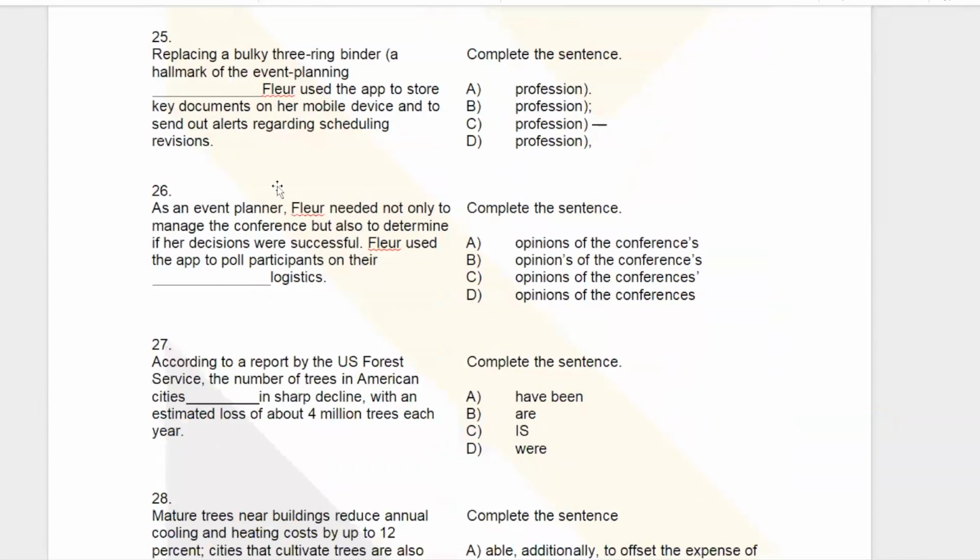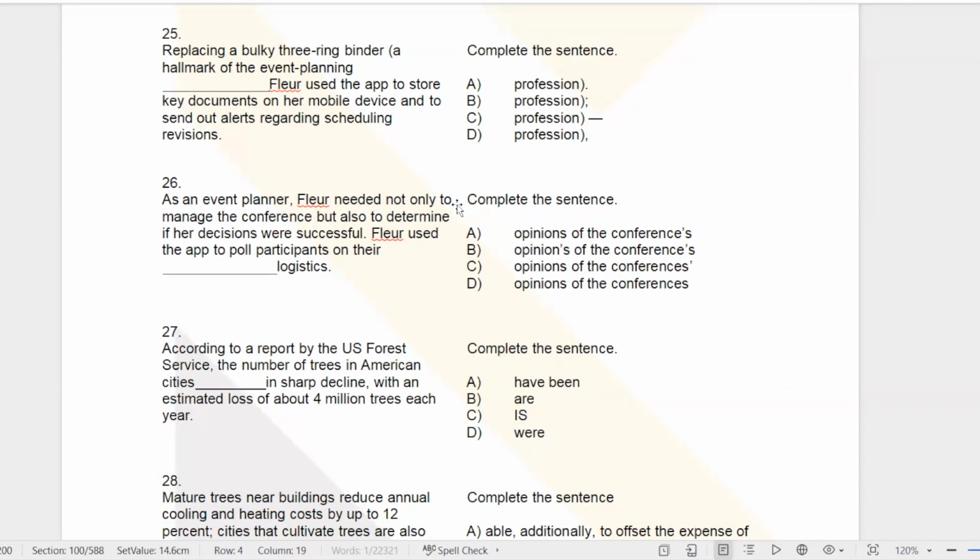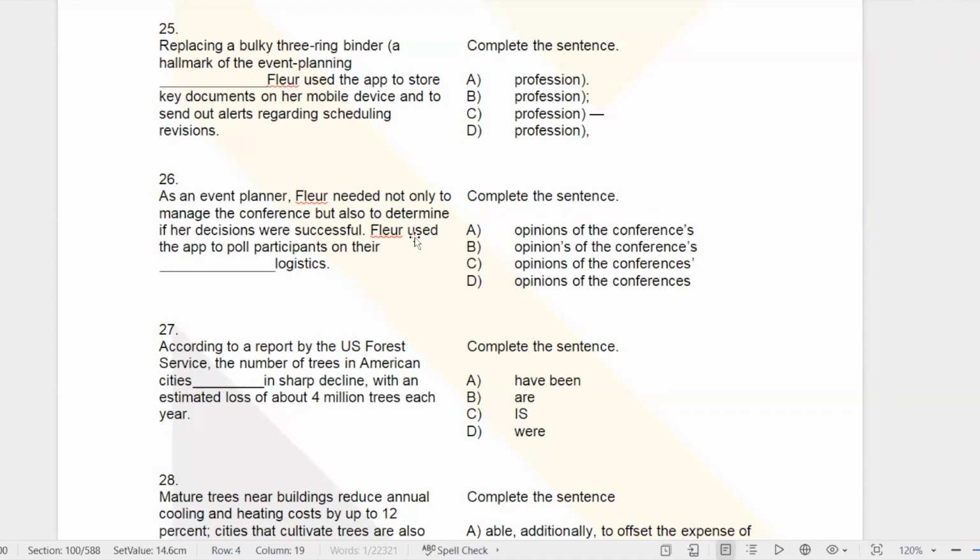Next, as an event planner, Fleur needed not only to manage the conference, but also to determine if her decisions were successful. Fleur used the app to poll participants on their okay. Once again, punctuation and possession. Should it be the singular or the plural for opinion? And should it be the possession? It is.